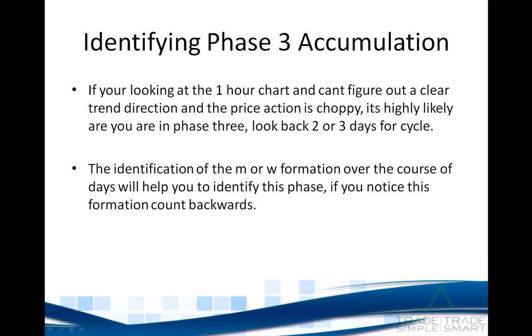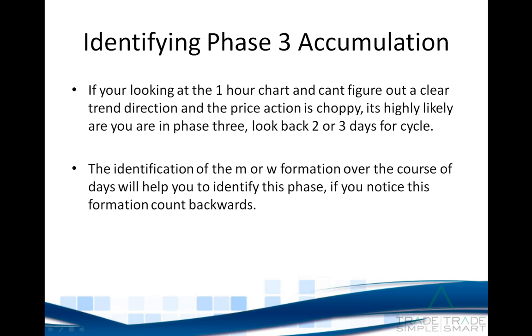So, identifying phase 3 accumulation. If you're looking at the 1 hour chart and you can't figure out a clear trend direction and price action is choppy, it's highly likely you are in phase 3. The 1 hour chart is the chart we use to identify what phase of the smart money cycle we are in. If the price action is sideways, choppy, consolidating, whatever you want to call it, it's highly likely that you are in phase 3 accumulation.